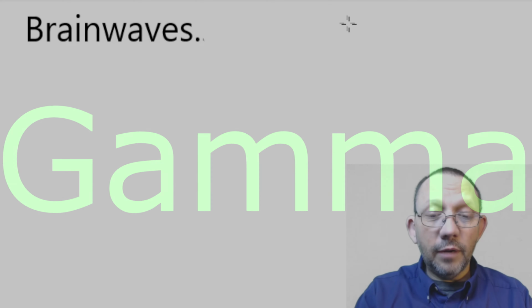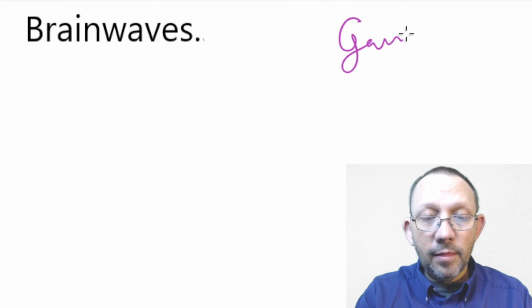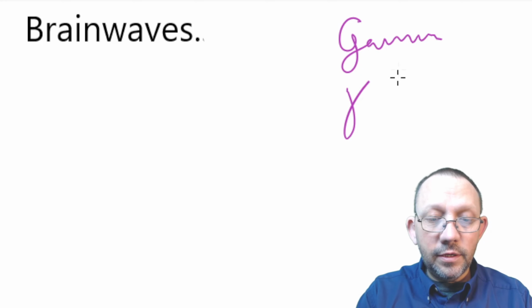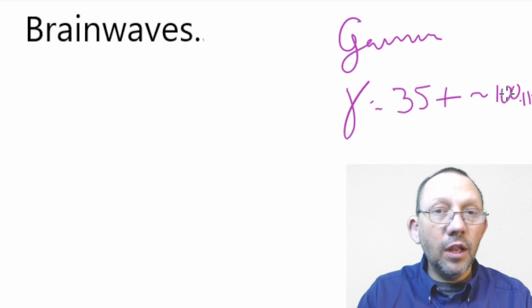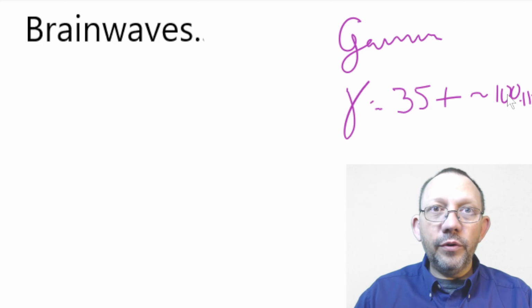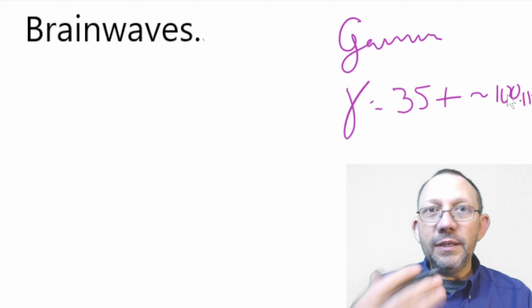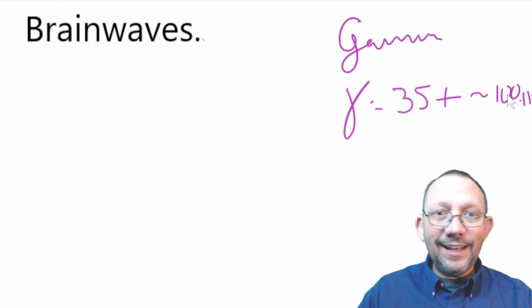The last one we get to talk about is gamma. Gamma looks kind of like this, and it's going to be 35 up. It's up to about maybe 100 hertz. This is a lot of activity, a lot of focus, maybe excitement, maybe PTSD, maybe anxiety, things like that.